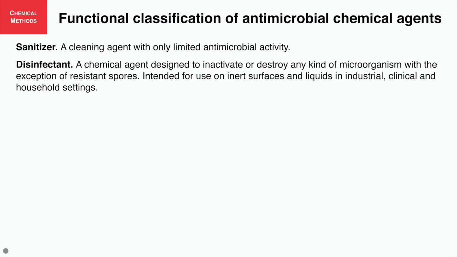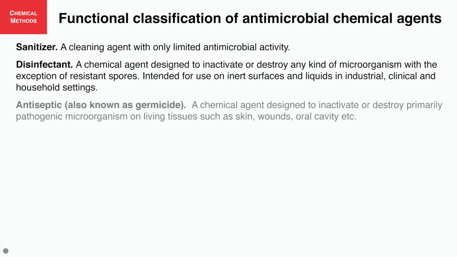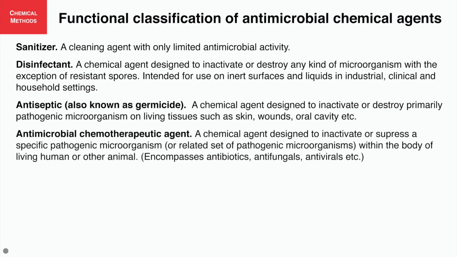Disinfectants are intended for inanimate surfaces and liquids. Antiseptics, on the other hand, are meant for use on living tissue such as skin and wounds. The purpose of antiseptics is specifically to control pathogenic microorganisms. Antimicrobial chemotherapeutic agents are also used in order to control pathogenic microorganisms. Unlike antiseptics, these agents are used within the living body of a human or other animal and include antibiotics, antifungals, antivirals, and so on. This category of chemical agents will be discussed further in the second part of this lecture.